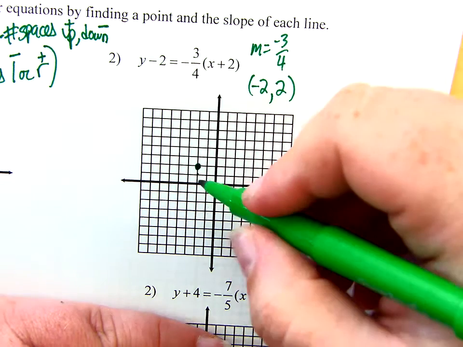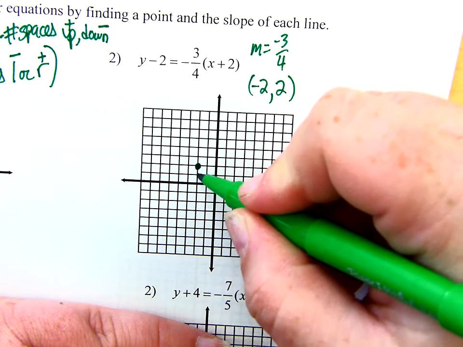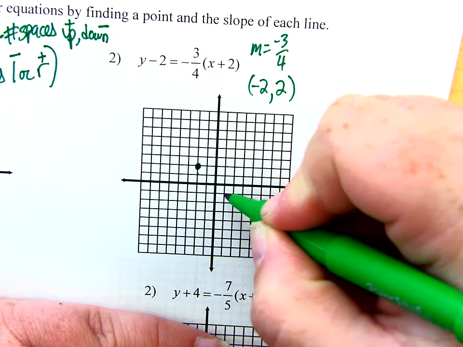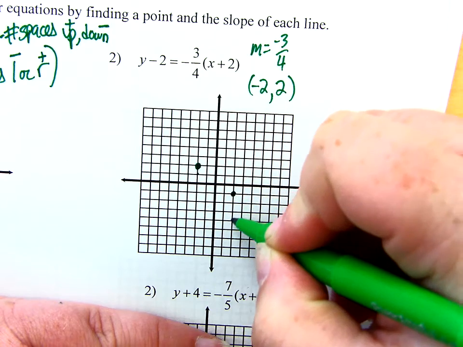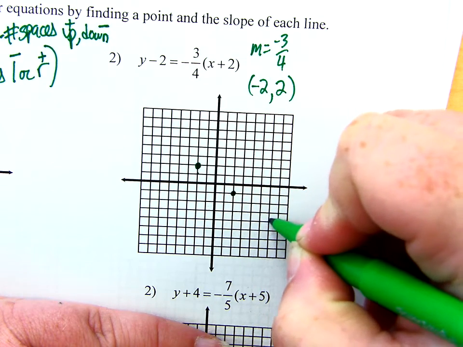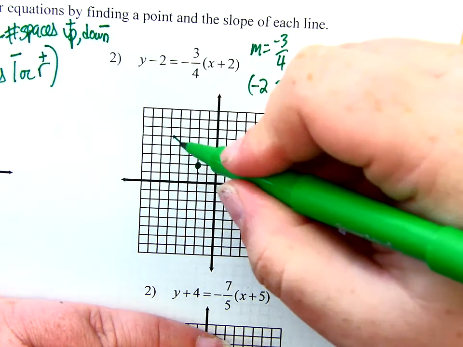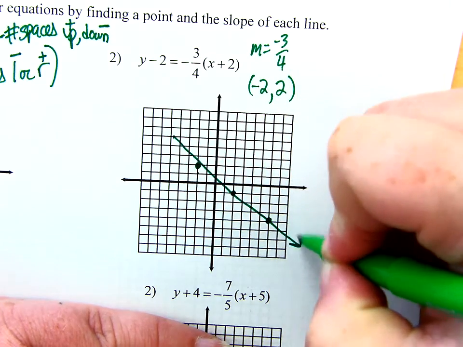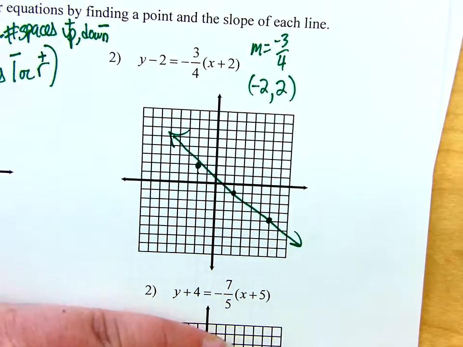And then you just follow your slope. In this case, it was negative 3/4. So now I would go down 3, to the right 4. You can do it again if you want. Down 3, to the right 4. There's your line. So please double check that your line looks like my line.